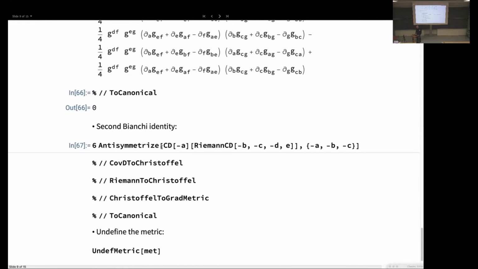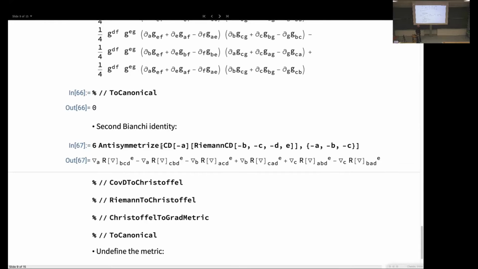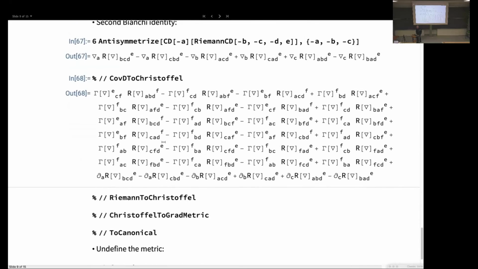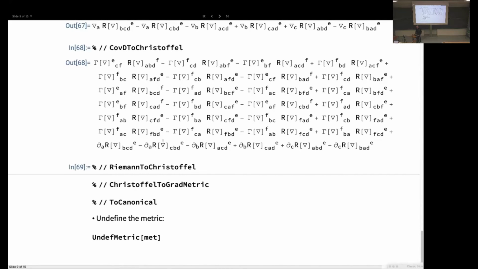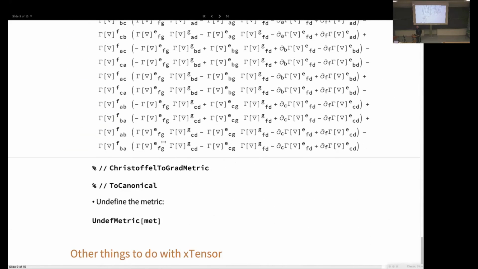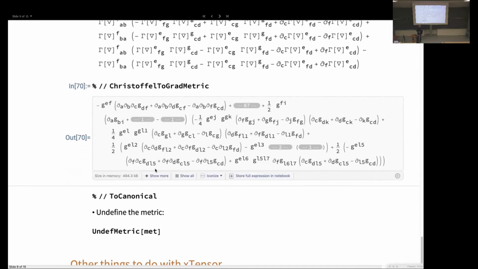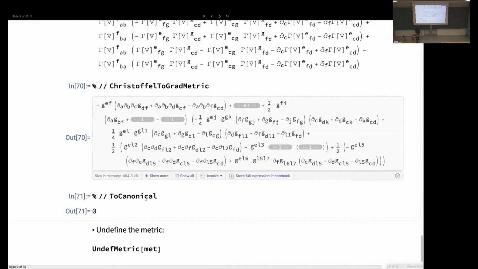So let's do the second Bianchi identity. We antisymmetrize that expression. Now again, we call covariant derivative to Christoffel, Riemanns to Christoffels. That starts growing. Christoffel to grad metric. So now Mathematica refuses to show it all. Well, we can click here and it would show a gigantic thing, but it doesn't matter. Now we call ToCanonical, and it takes a bit more because this expression is large, but eventually it will realize this is 0.